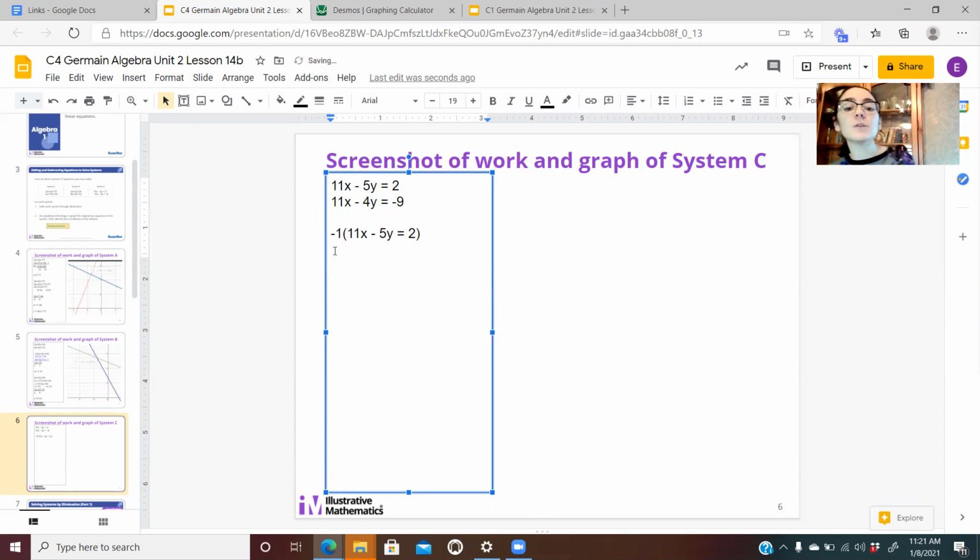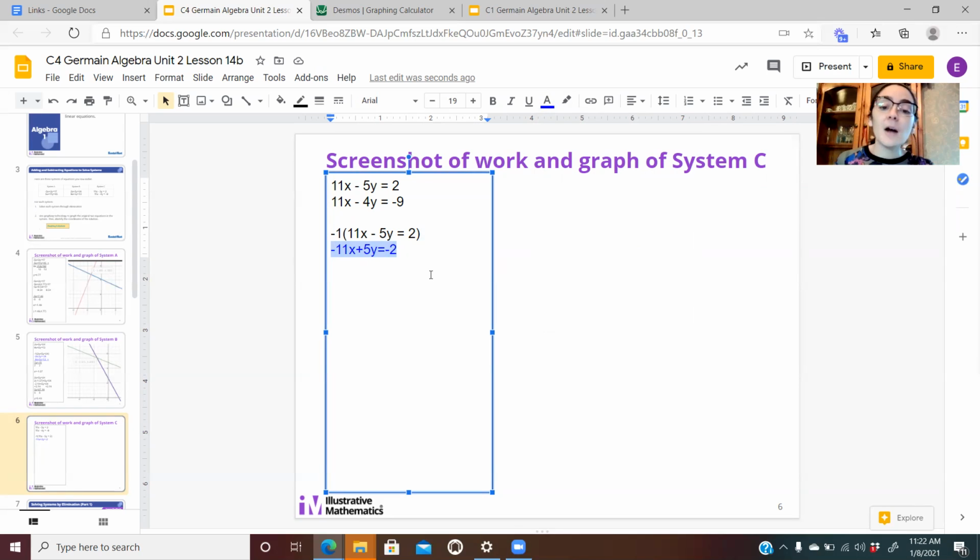So when I multiply -1 times 11, instead of a positive 11, it's going to get me a -11x, okay? Then if I multiply a -1 times a -5, negative times a negative gets me a positive 5y. And it's going to be equal to -1 times 2. Negative times a positive is a -2. Okay, so this blue equation here is my new manipulated, or not really simplified, equivalent equation.